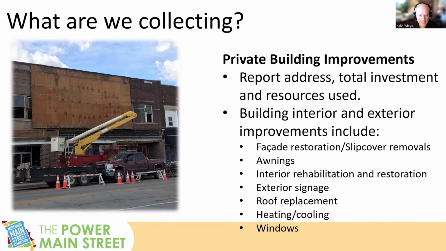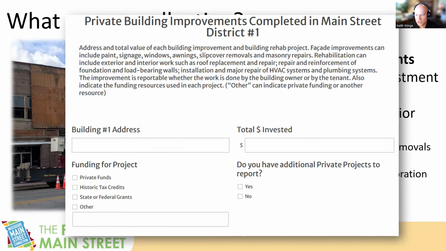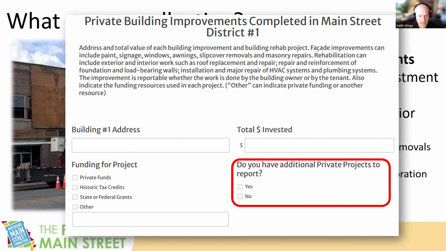So this would be facades or slipcover removals, awnings, interior rehabilitation and restoration, exterior signage, roof replacement, heating and cooling, windows. Again, those things that are attached to the building. So this is what the report looks like. And you see under the funding for the project, again, we give you some options, but there is that other category that you can utilize. And then again, do you have an additional project to report? Yes or no, depending upon how you answer, determines what is next for you on this form.